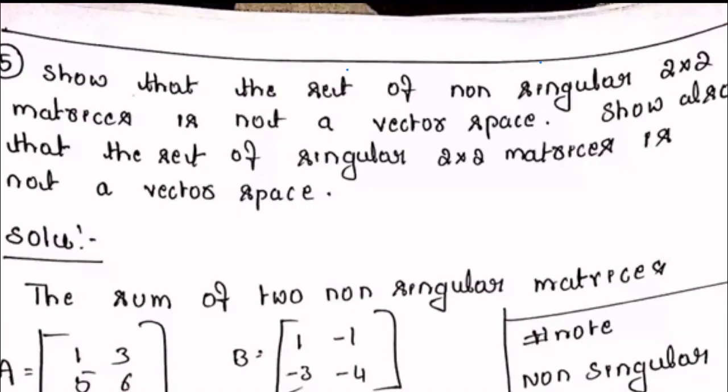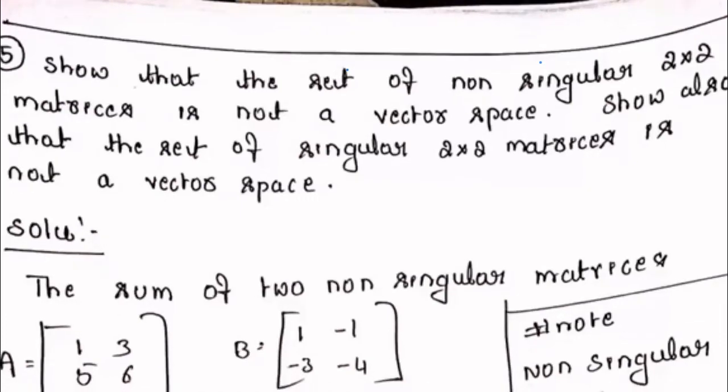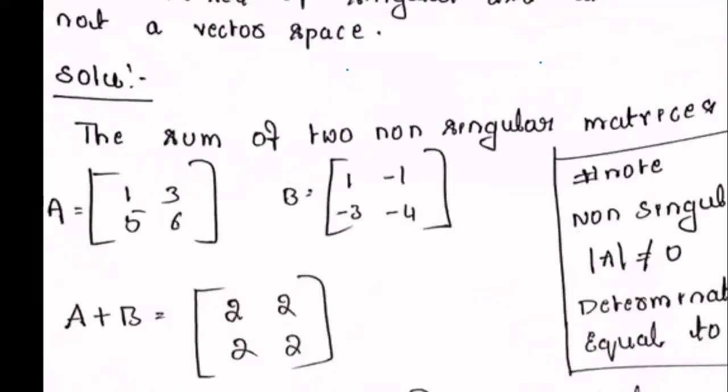You have to show that this set of non-singular matrices is not a vector space. And one more condition: show also that the set of singular 2 cross 2 matrices is not a vector space. So you have to prove two things. One is the set of non-singular matrices is not a vector space. Another one is the set of singular matrices is not a vector space. Two things we have to prove, right?